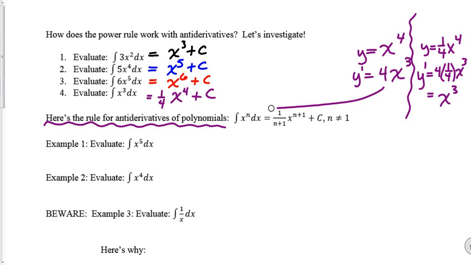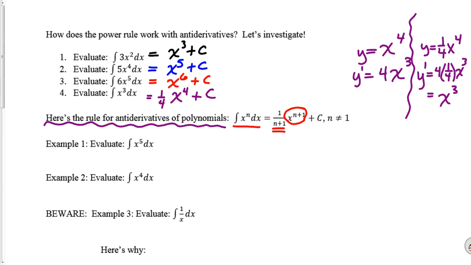So if we look at this rule, let's see if we can make some sense of this. If we have the integral of x to the n, then that is going to be, I'm going to start here. Does it make sense that I'm adding 1 to my exponent? Well, when I take a derivative, I subtract 1 from my exponent. So actually that does make sense if I'm going backwards. I should be adding 1 to my exponent.